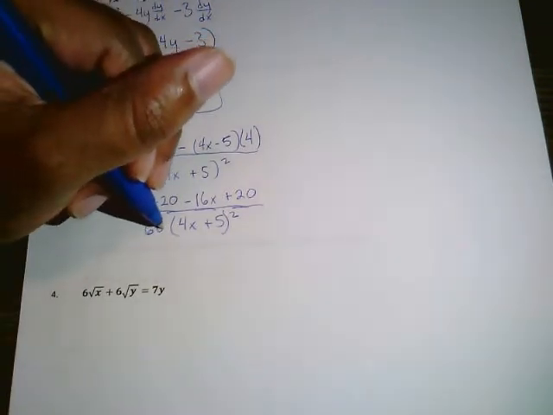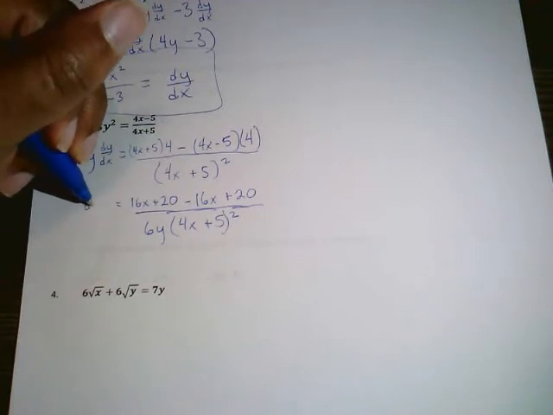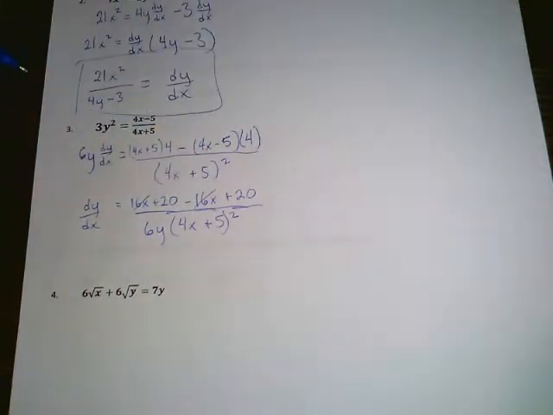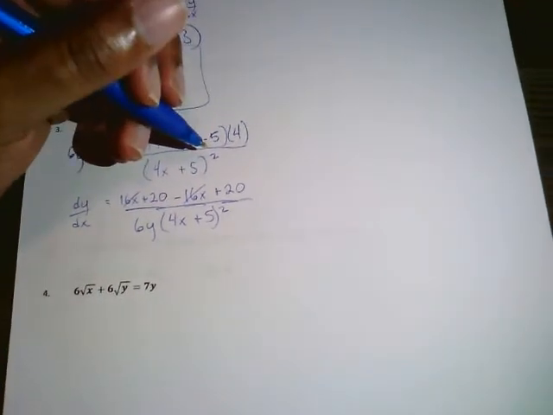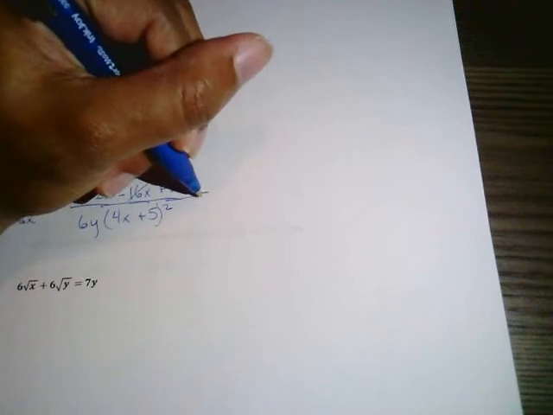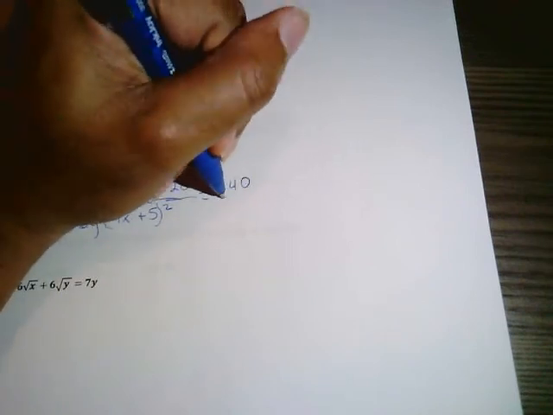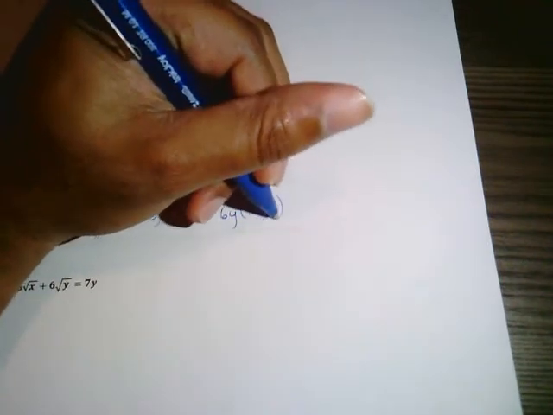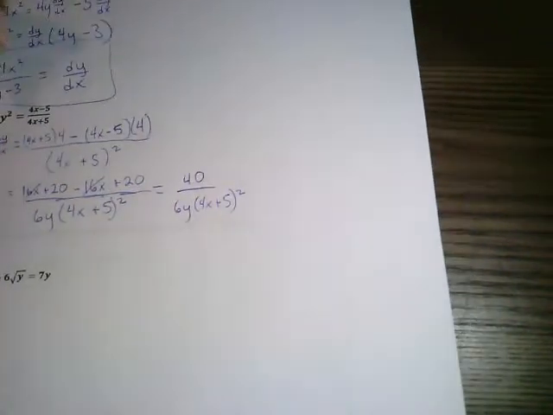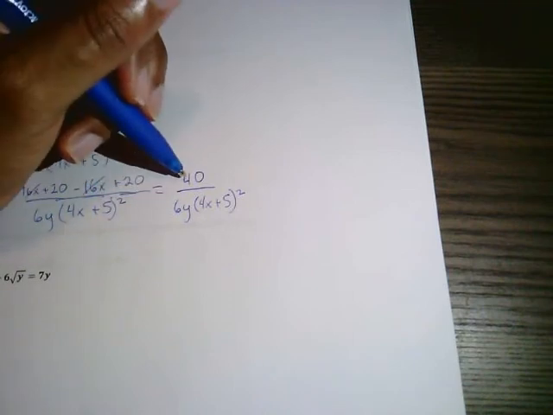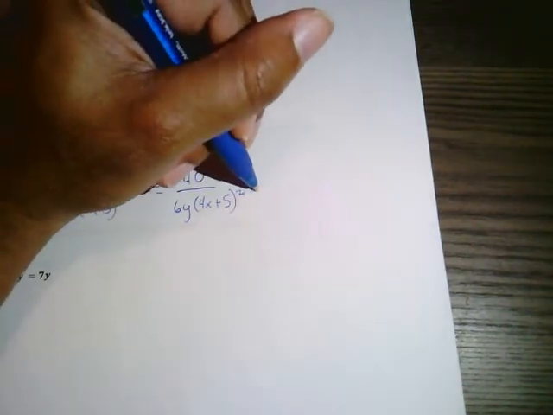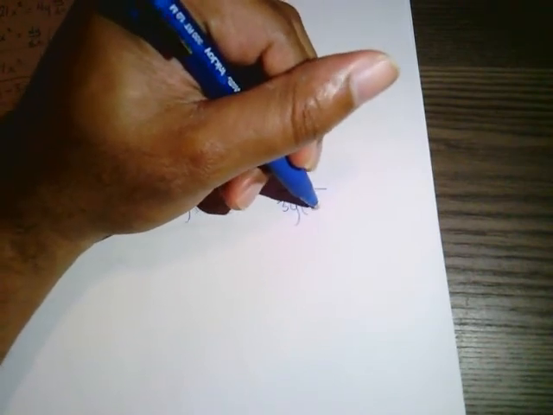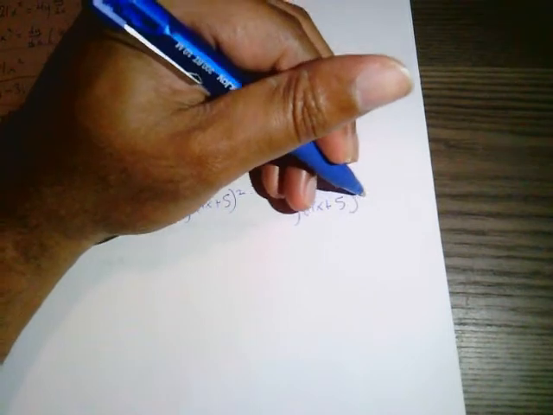So I'll just bring it down here on the right hand side. And we'll have dy dx equals all of this, but the 16x's cancel in the numerator. The 20 just becomes 40. So that will equal 40 over 6y times 4x plus 5 squared. And if you want to reduce it further, you can divide everything by 2. So this would be 20 over 3y times 4x plus 5 squared.